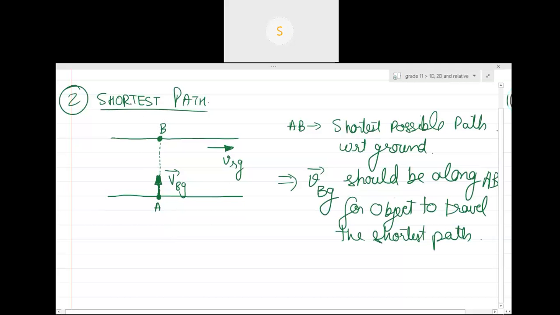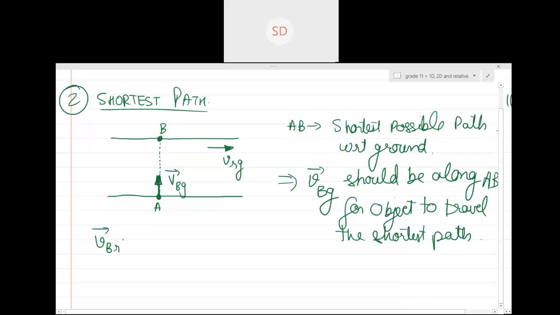So basically, we are discussing the shortest path. In the previous class, we discussed minimum time, the shortest possible time. Now we're discussing the shortest possible path. If you want to go along the shortest possible path, AB is the shortest possible path with respect to ground. So if the object wants to go along this path, then velocity of boy with respect to ground should be along the shortest possible path. Yes or no? So this is what we discussed till now.